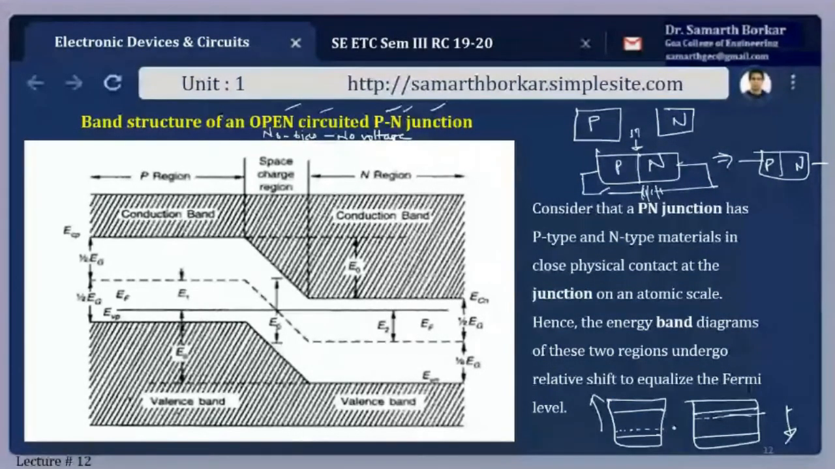Now why is it so? Because the moment I combine the two, it will reach the equilibrium state. There will be an equal distribution of holes and electrons throughout that particular material. That is the meaning of it. So that is being represented by this straight line.